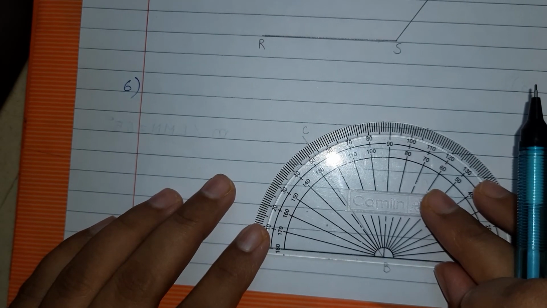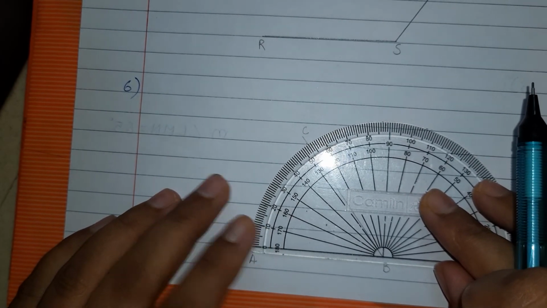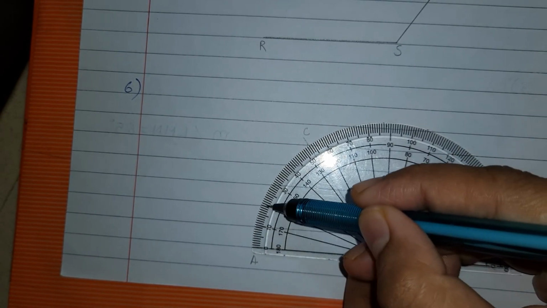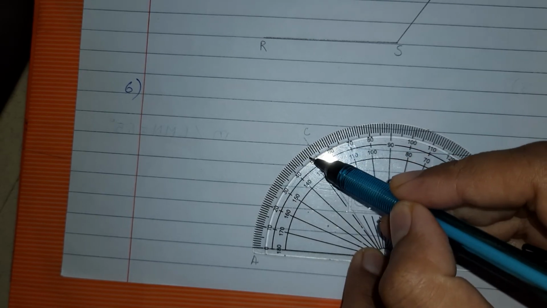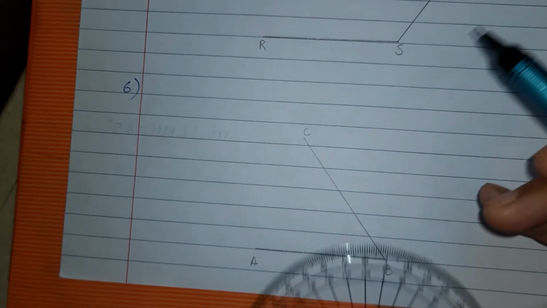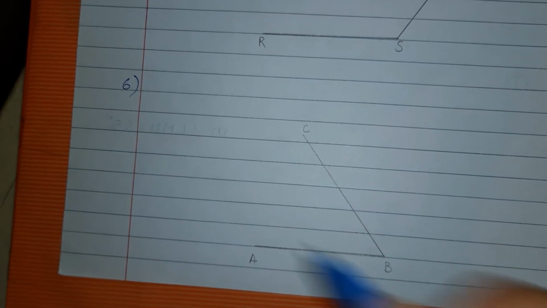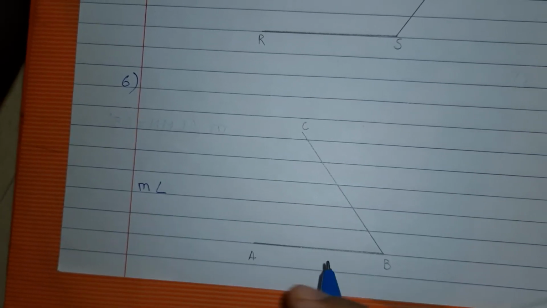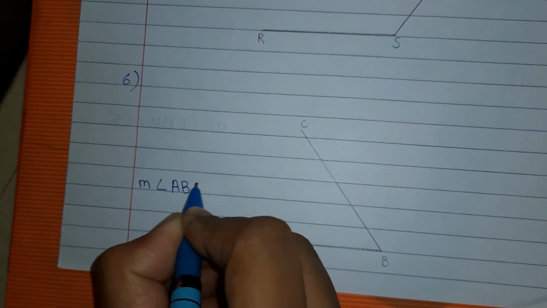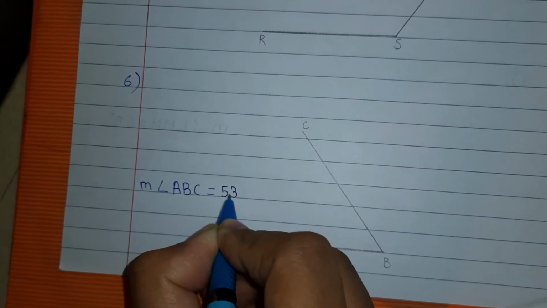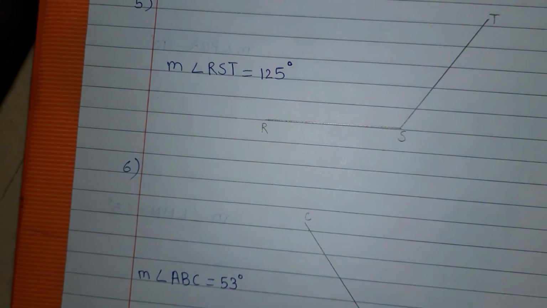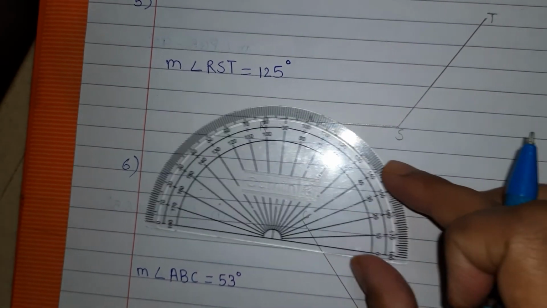So let's place it again. Now count from this 0: 0, 10, 20, 30, 40, 50 and 1, 2, 3. The third line after 50 means 53. So the measure of angle ABC is 53 degrees. Understood? So in this way you have to measure angles using a protractor.